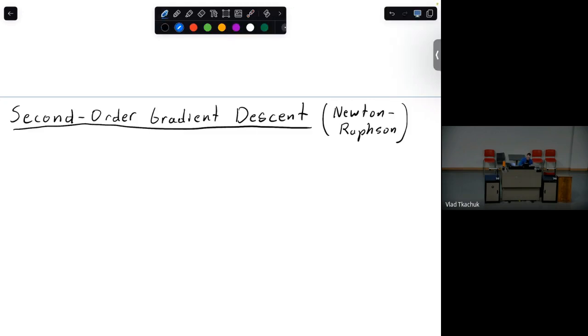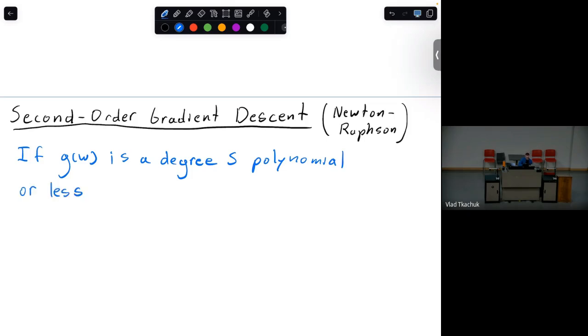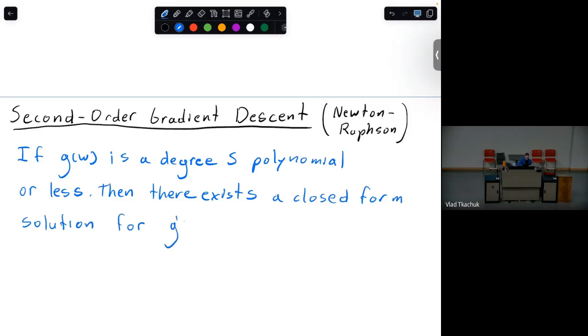So here's the piece of information you should know: if G of W is a degree 5 polynomial or less, then there exists a closed form solution for g prime, which is the derivative of g of w. If it's degree 5, its derivative becomes degree 4, and there's a solution for g prime equal to 0. If this was a second order polynomial, this is exactly the question you're trying to solve with the quadratic formula.